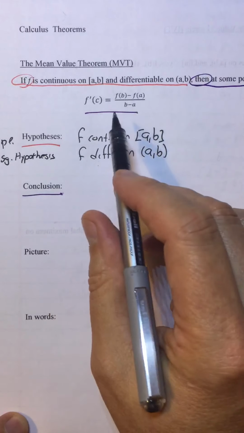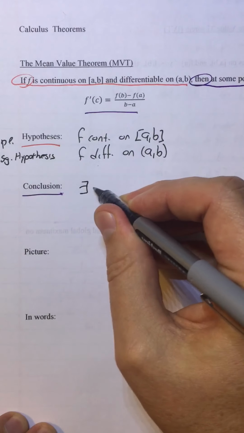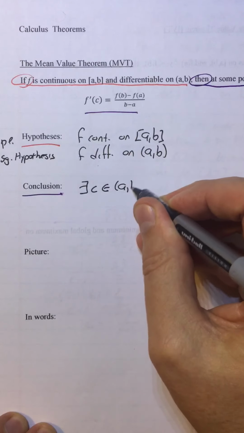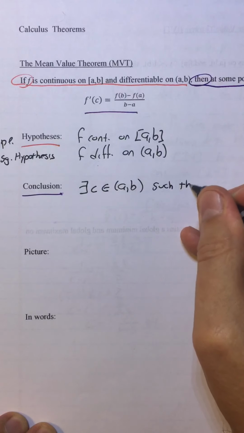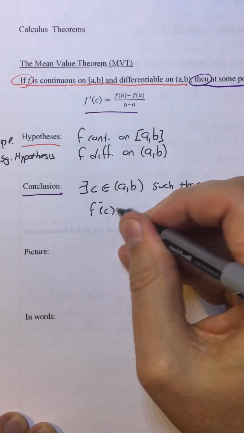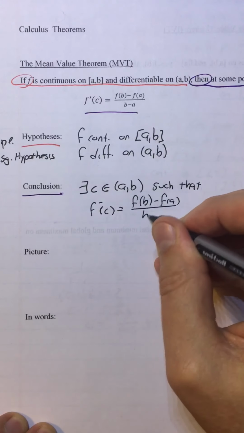All right, so these are the hypotheses. The conclusion is, and I'm going to go ahead and use the symbol, there exists C in the open interval AB such that, we have a symbol for such that, but it won't kill me to write two words, such that f prime of C equals f of B minus f of A over B minus A.